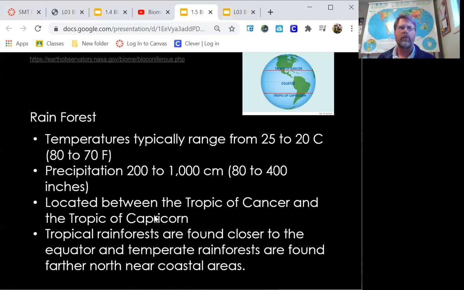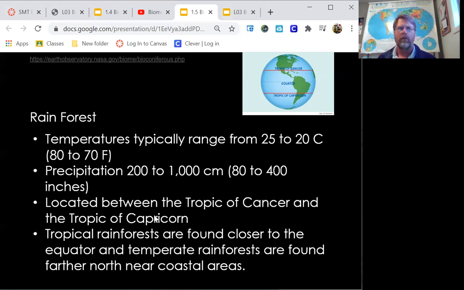All right, these tropical rainforests can range from 200 to 1,000 centimeters of rain, or 80 to 400 inches of rain. And they're normally located between the Tropic of Cancer and the Tropic of Capricorn.